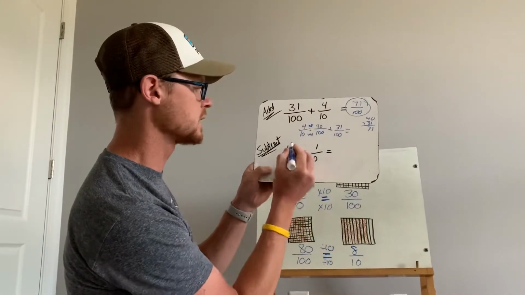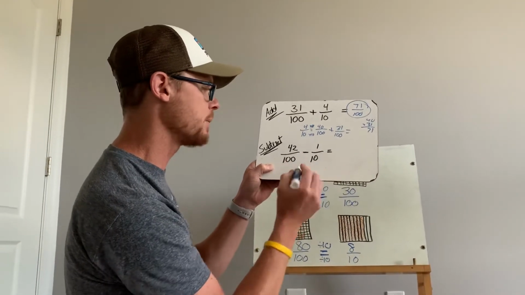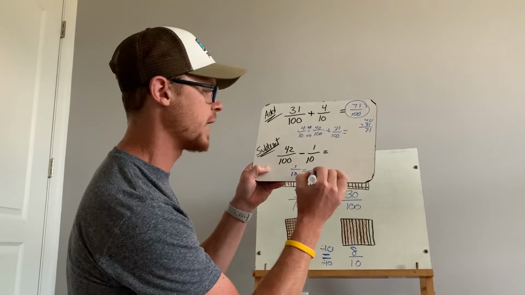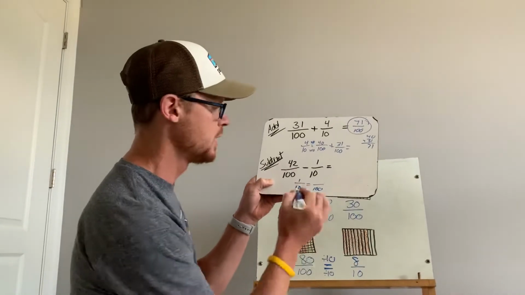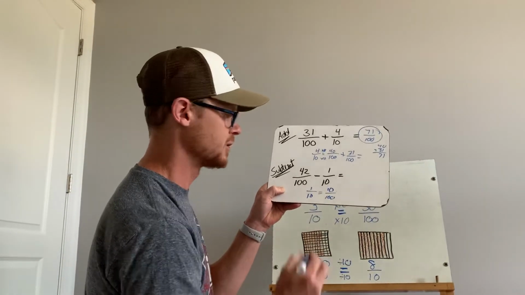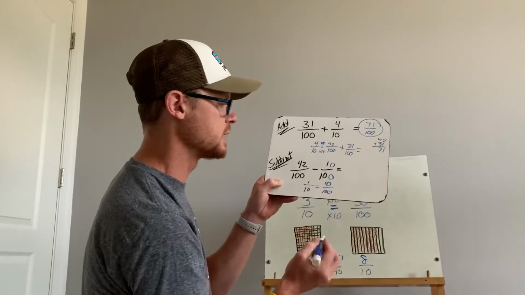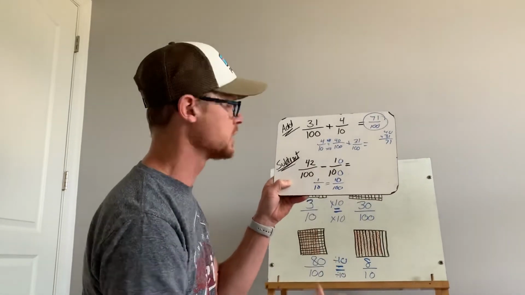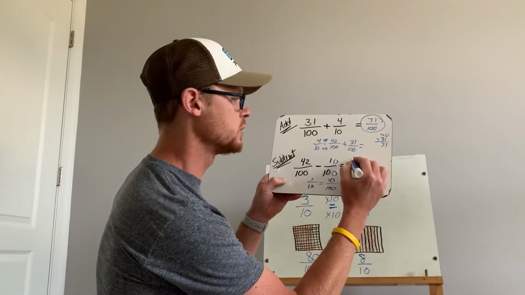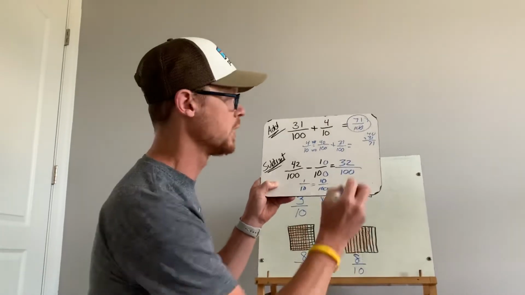Down below, we're subtracting 42 hundredths minus 1 tenth. Again, we have different denominators. So I'm going to take my 1 tenth and make an equivalent fraction with my common denominator of 100. I know that 1 tenth is equal to 10 hundredths. So really, we're just adding a 0 on. Then I can do my original equation: 42 hundredths minus 10 hundredths. I know 42 minus 10 is 32, and my denominator is 100.